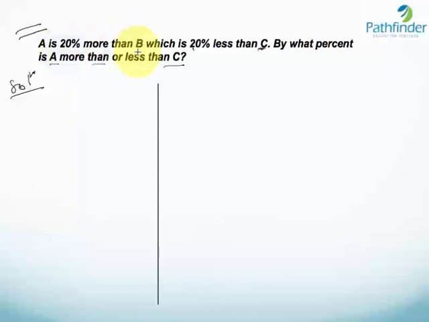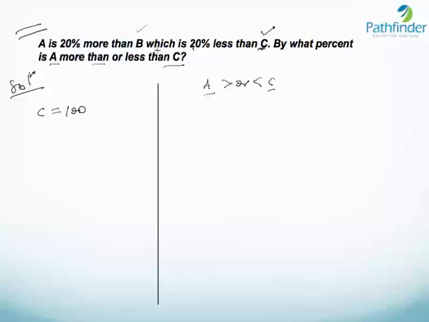So A is 20% more than B, which is 20% less than C. So we find that first A has been compared with B and then B has been compared with C. So to find out what we should assume 100, let us look at the question. By what percent is A more than or less than C? So in the question statement, you've been asked to compare A with C. So let us start by assuming C to be 100.